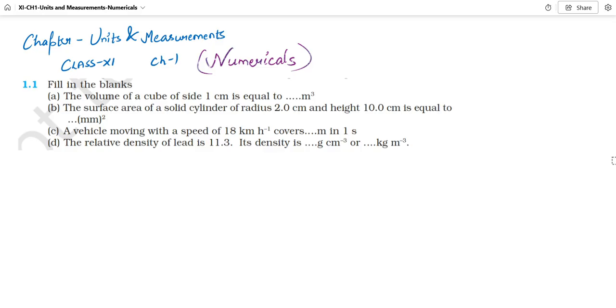So we'll be starting with the chapter Units and Measurements, which is the first chapter of the class 11th NCERT book. And in this I am taking your very first question, which is fill in the blanks. Basically this question is based on unit conversion, but a question is a question. Okay, so let's start with it. The very first question says, the volume of a cube of side 1 centimeter is equal to dash meter cube.